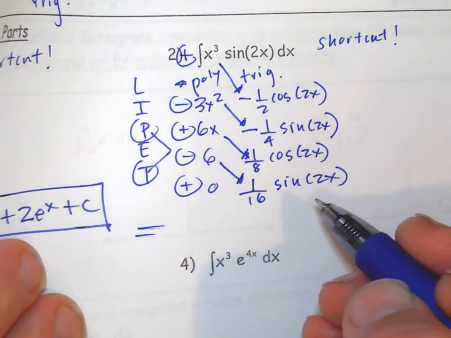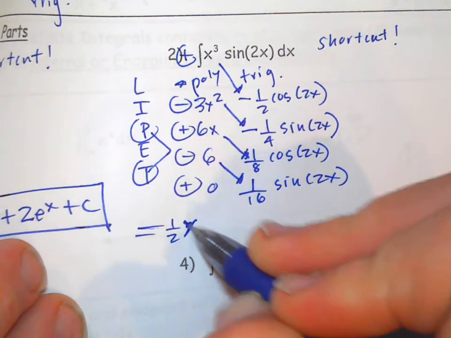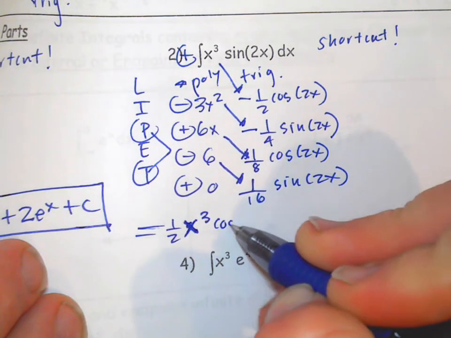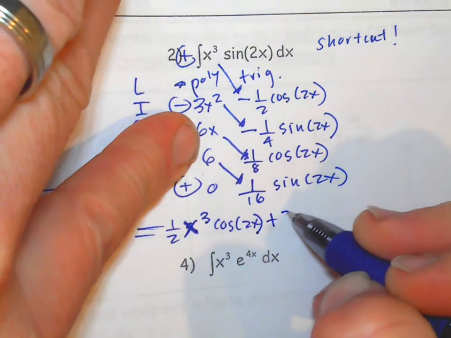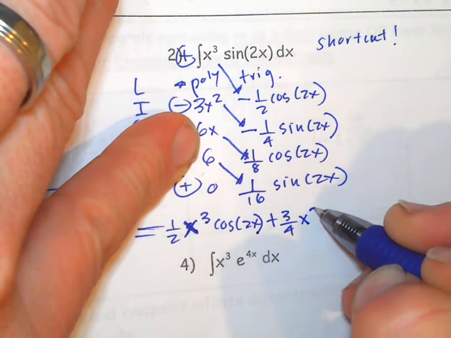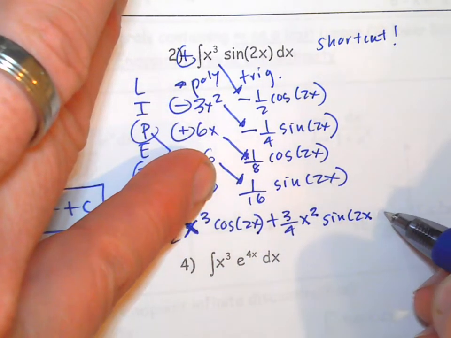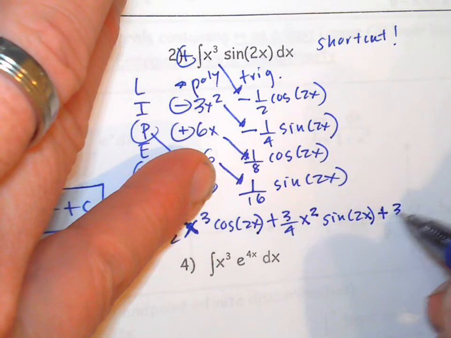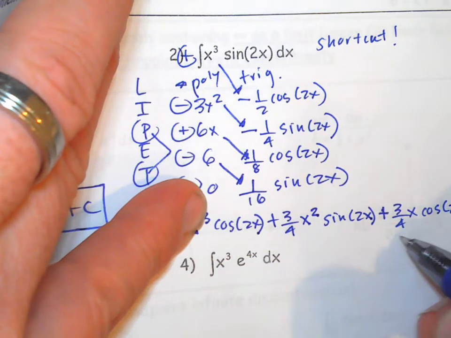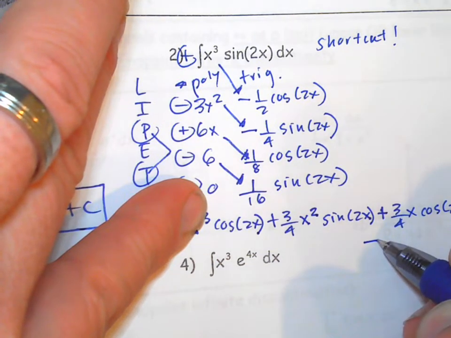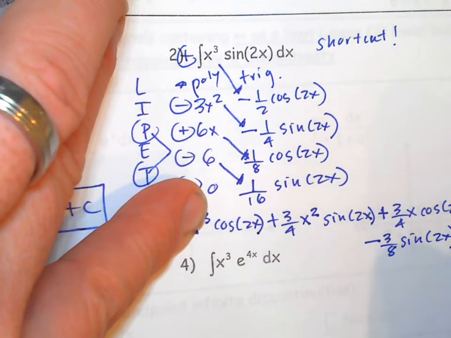The answer is going to be negative 1/2 x cubed cosine 2x. Next one is going to be positive 3/4 x squared sine 2x. Next one's going to be positive 3/4 x cosine 2x. Next one's going to be minus 3/8 sine 2x. And don't forget the plus c.